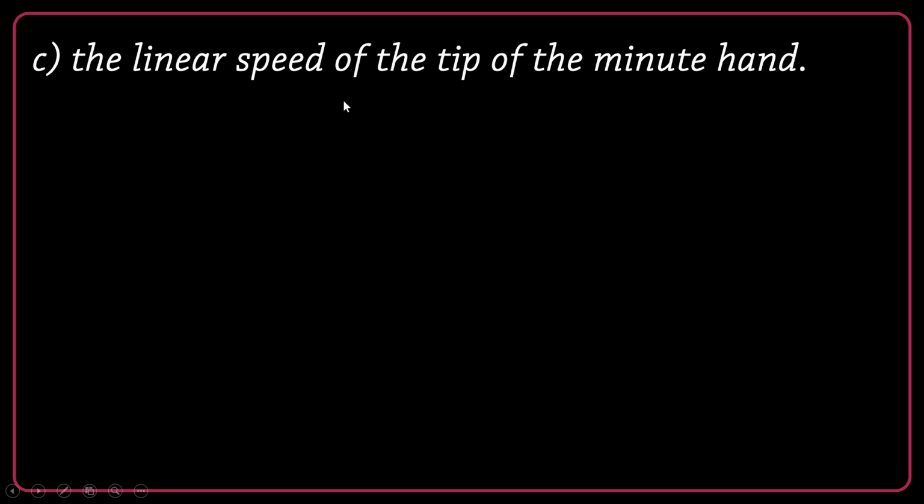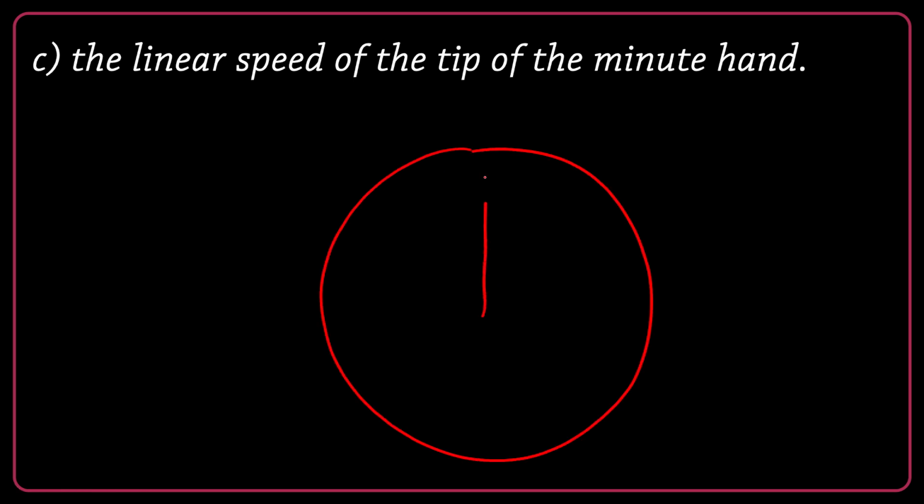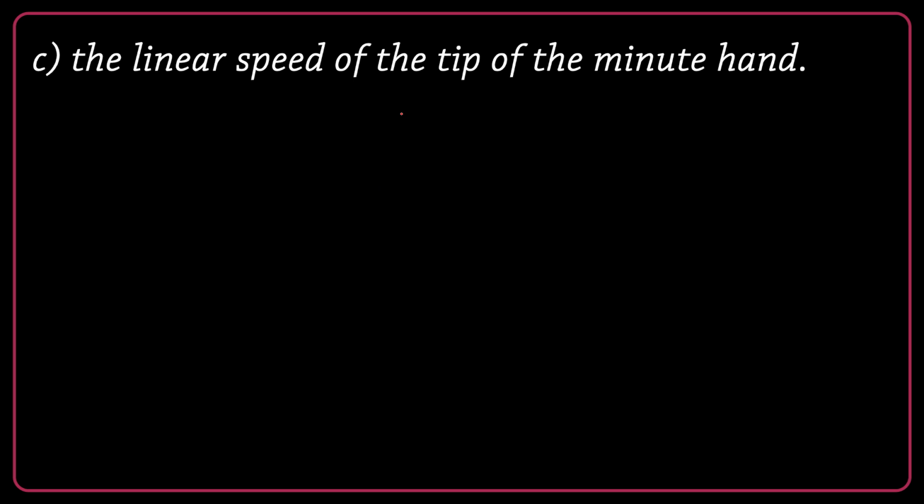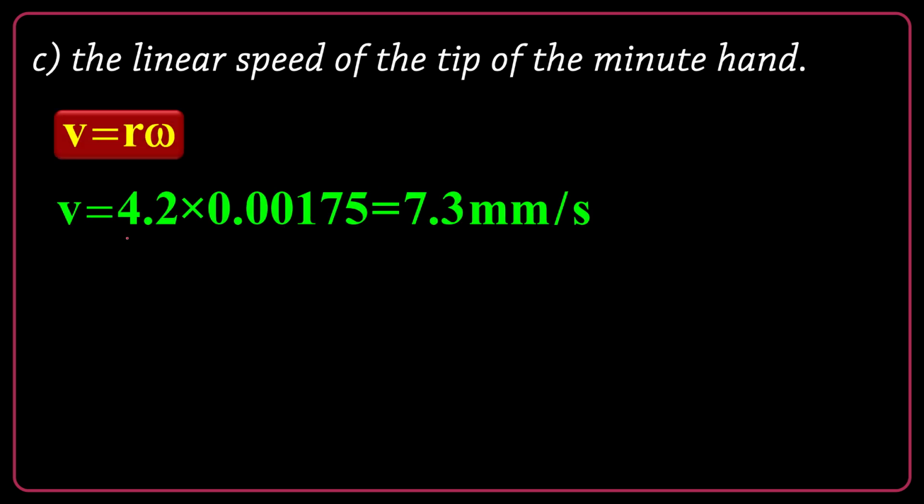Part C, the linear speed of the tip of the minute hand. Tip speed is different from the other points. You remember I told you when a solid object is rotating, the speeds of different points are different because v is equal to rω. Omega is the same for all points, but r is different. Tip speed means you should use the maximum distance to the center, the full length of this minute hand. So let's take it to be 4.2 meters. And this is the omega. And I have converted the answer to millimeters per second, 7.3 millimeters per second.